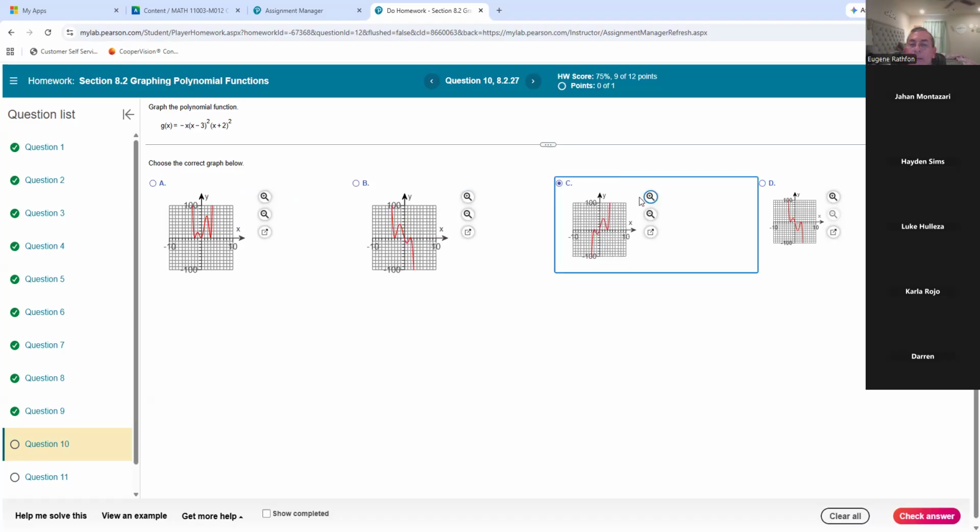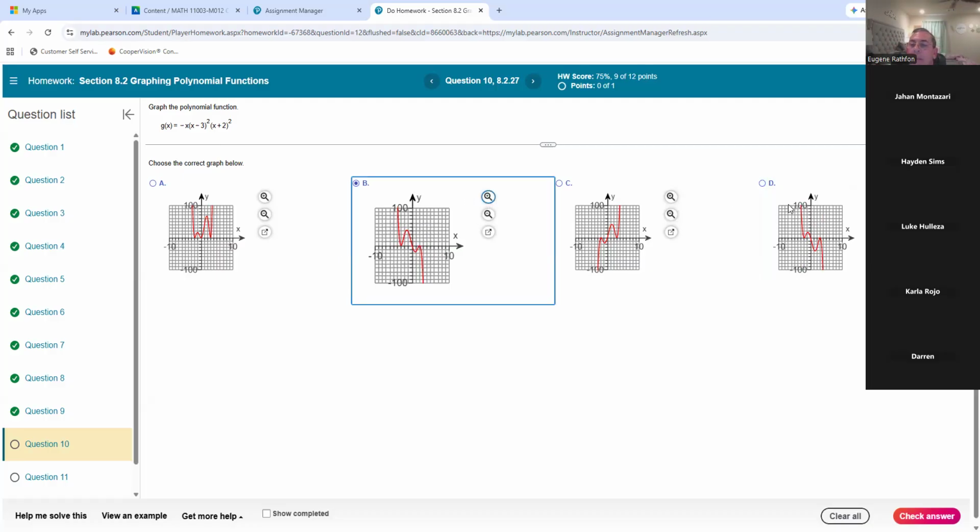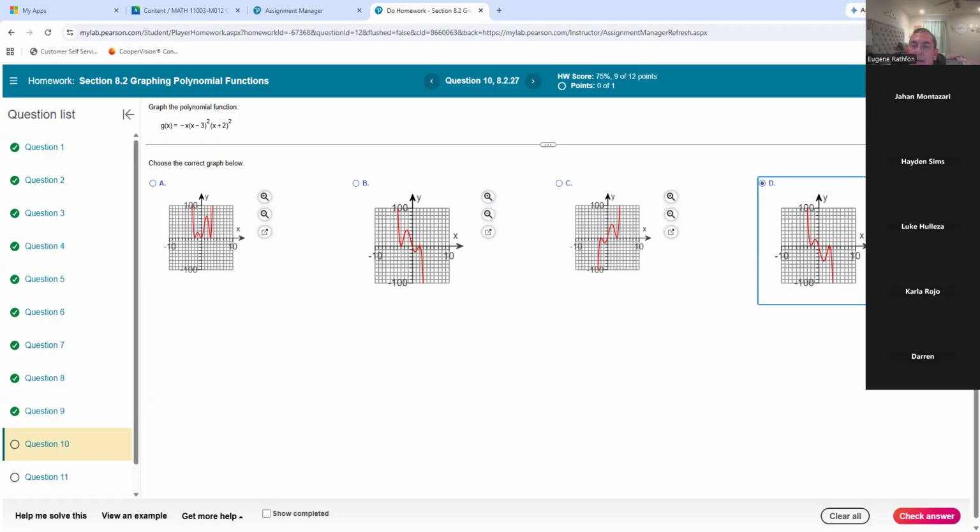So y'all, I'm just going to make these a little larger. So, odd degree 5, negative. This thing should go downhill left to right. So we got to choose between B and D. So I'm going to show you how to tell.